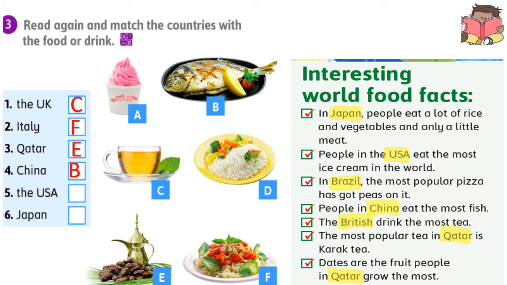And number five, about the USA, America. People in the USA eat the most ice cream in the world. So it's about ice cream. Bravo. And the last one, Japan. Yes, in Japan people eat a lot of rice and vegetables and only a little meat. Okay, so these are some countries and the food or drink they like most.